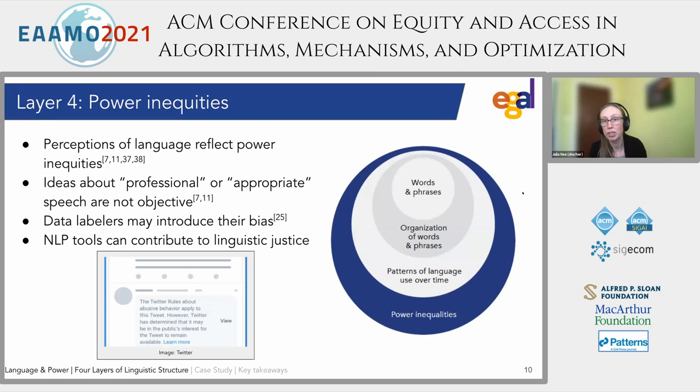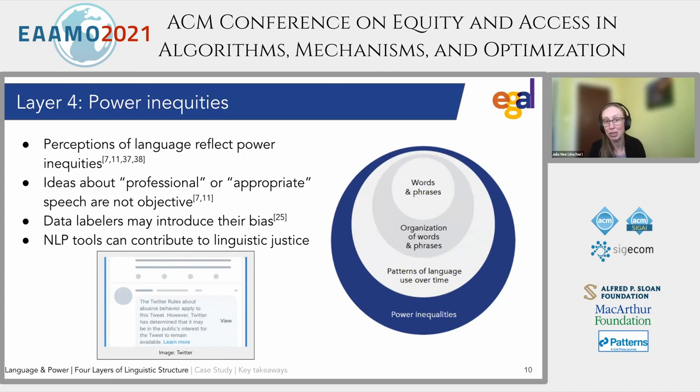A second issue at this fourth layer is that our perceptions of language, what ways of speaking we consider good or bad, professional or unprofessional, are subjective and reflect power inequities. If NLP tools learn from historical data about whose speech is professional or what success sounds like, for example, they may reproduce biases that promote white-sounding speech and penalize speakers of other backgrounds.